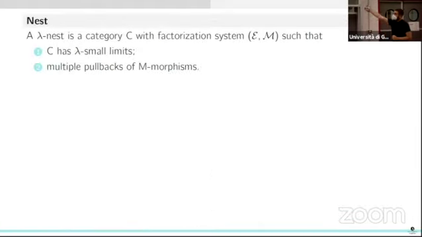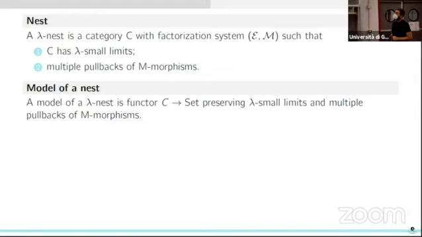So this is the notion of nest, and a model of a nest is a functor into Set preserving lambda-small limits and multiple pullbacks of M morphisms. Notice that this is very similar to the notion that yesterday Jonas Frey told us. Just in his case, he didn't have multiple pullbacks, and in his case, there was no factorization system, just M display maps, right?